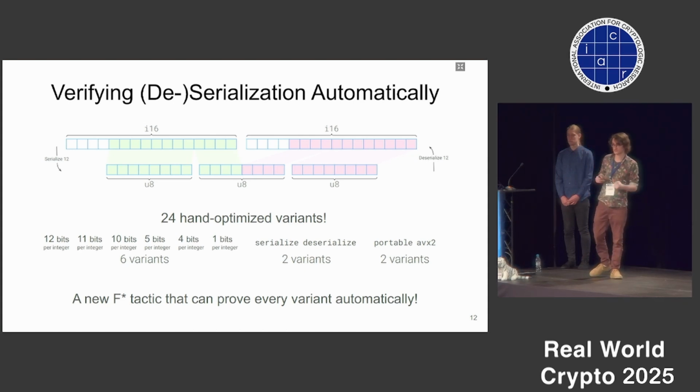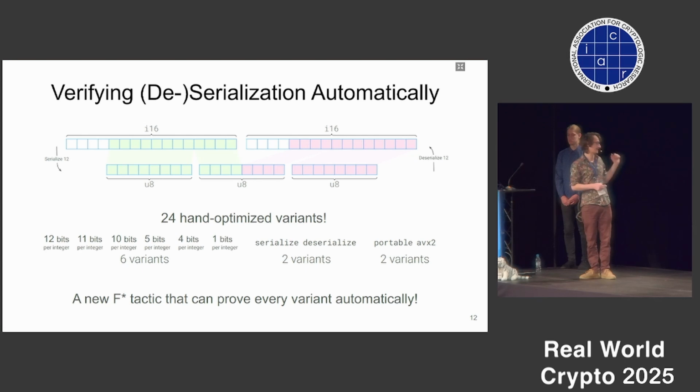And here, performance is actually super important. So we need to hand-optimize all of those variants by hand. That's actually one of the most annoying things that has to be done in ML-KEM. And if it's annoying to write as Rust code, you can imagine that proving this is even more annoying, right? So instead, we wrote a tactic. A tactic is a program that manipulates proof goals. So we wrote a tactic that takes care of proving those things for us.